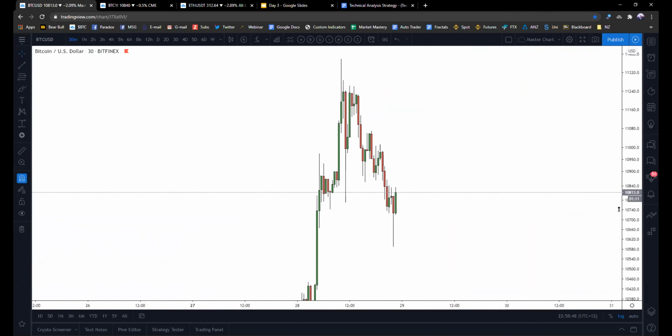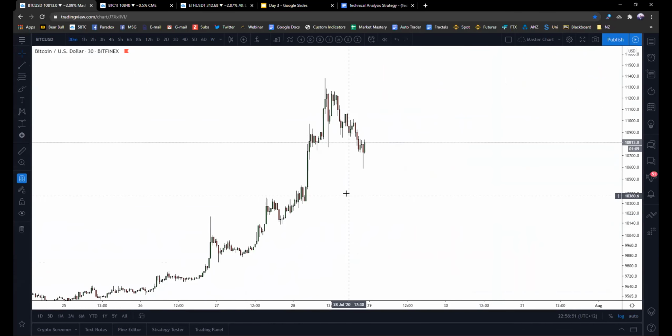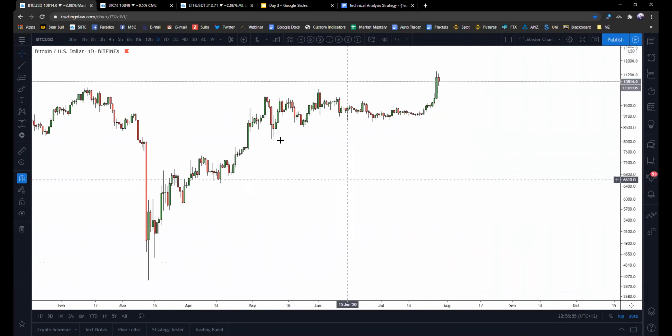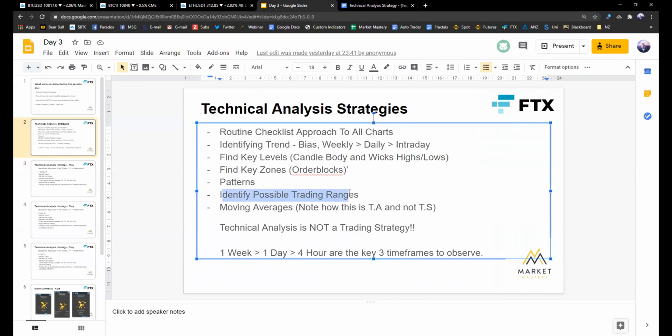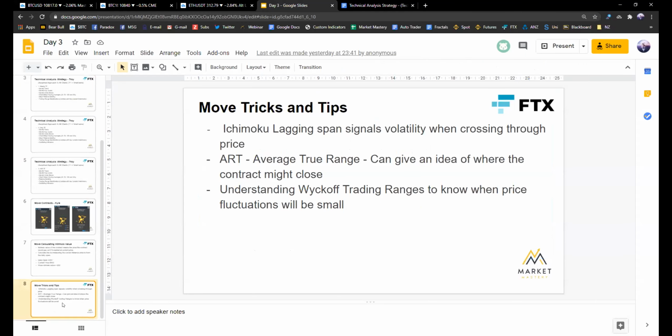And they happen on all sizes. They happen on the 30-second chart all the way up to the daily chart. So just understanding those fractals can help a lot. And then we've got possible trading ranges. Now this one's a little bit harder as well. Kyle will cover Wyckoff later. I'm pretty sure he's got that on his last one here.